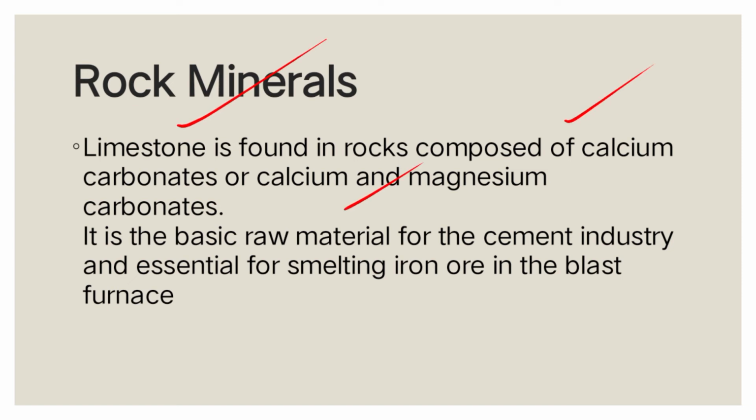Rock minerals: limestone is used in the making of cement. It is found in rock composed of calcium carbonates or calcium magnesium carbonates. It's the basic raw material in the cement industry and essential for smelting iron. In the blast furnace, it is used.